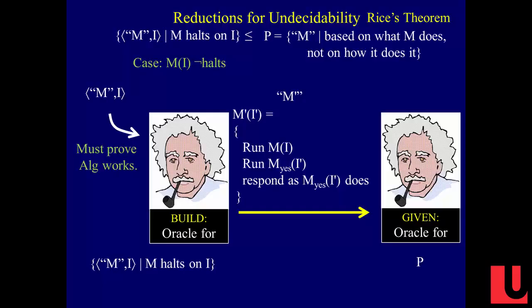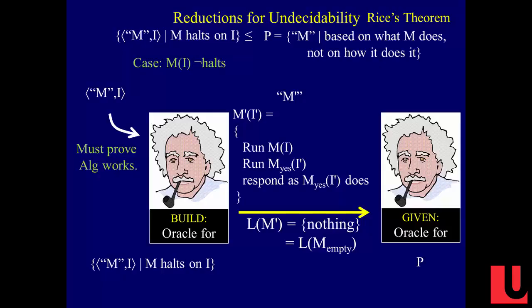All right, so now let's look at the other case. Now let's suppose M runs forever on I. In this case, we're supposed to say no. So let's see what M prime does. We construct this M prime, and what does M prime do? Well, it runs M on I and runs forever. It doesn't matter what our input is. No matter what our input is, this thing runs forever. So what's the language of M prime? It's the empty language, right?